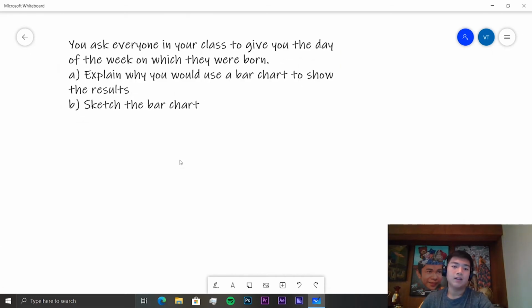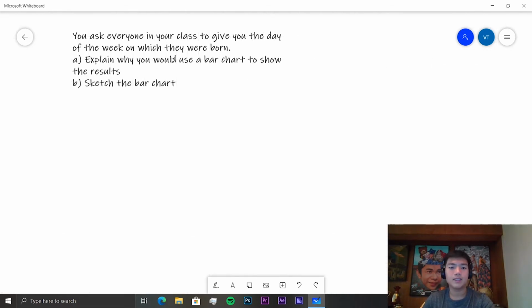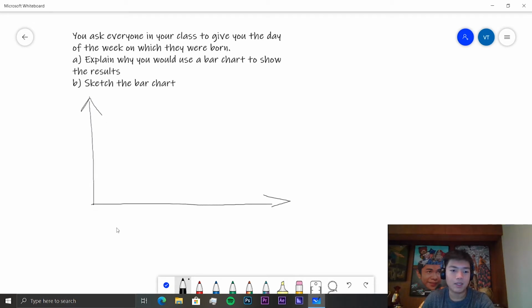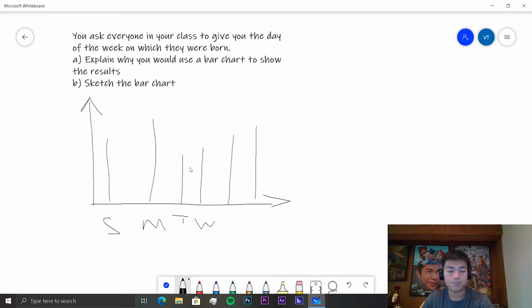So first, why would we use a bar chart? It's because this is qualitative data in a sense. This is data that has really no relation to each other. We have Sunday, Monday, Tuesday, Wednesday, Thursday, Friday, and these are all individual data points. We would just have individual bars for each one of them. There's no point in making the bars touch since there's no continuity between them.